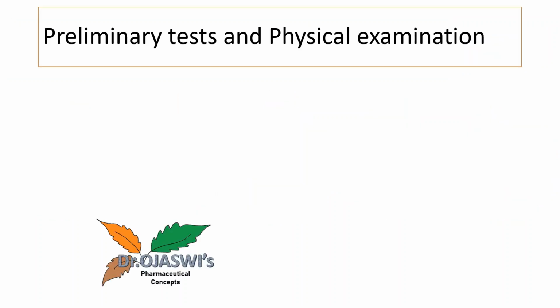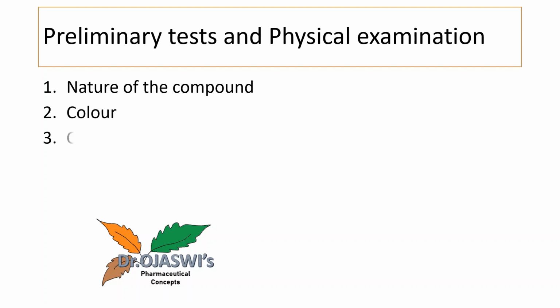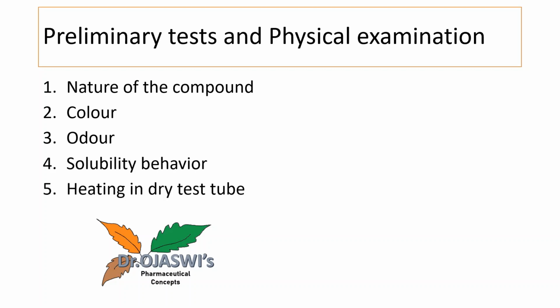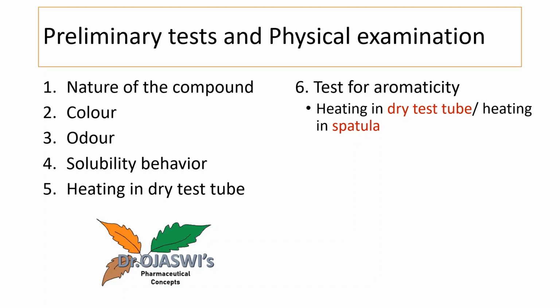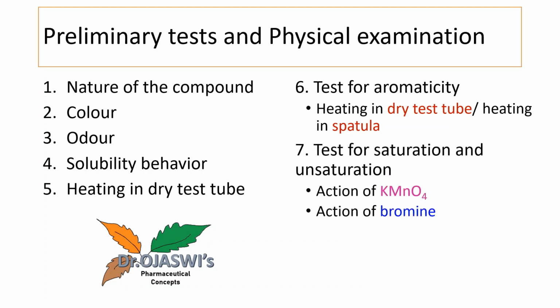Now, what are these preliminary tests and physical examinations which are to be carried out? First, the nature of the compound. Second, the color of the given sample, the odor of the given sample, and the solubility behavior of the given sample. Heating in a dry test tube, we have to observe the results. Then we have to carry out the tests for aromaticity and the test for saturation and unsaturation.